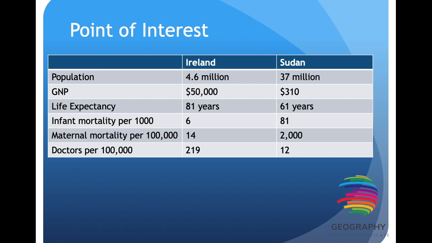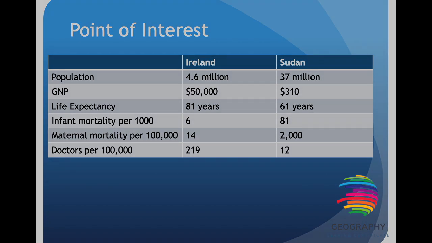Maternal mortality is the women passing away while giving birth. So that's for every 100,000. So for every 100,000 in Ireland, 14 women pass away. For every 100,000 in Sudan, 2,000 women pass away. Huge number. In Ireland, we have 219 doctors for every 100,000 people, whereas in Sudan, they've only 12. So you can see the massive difference in those two countries.